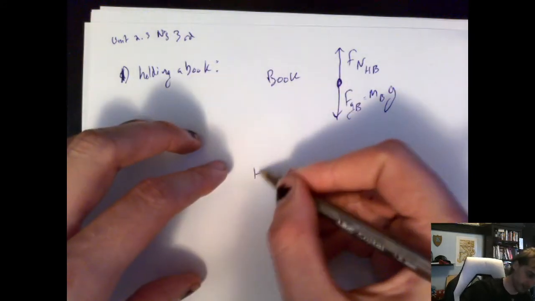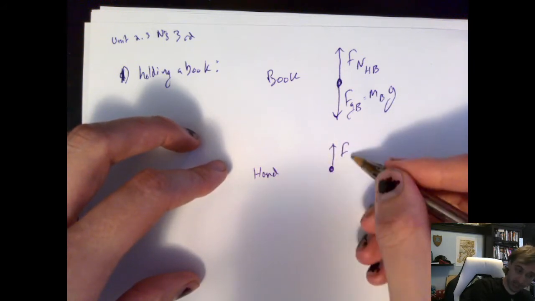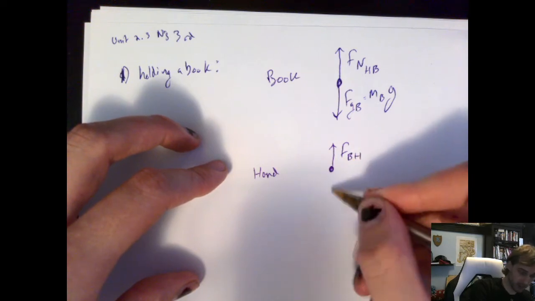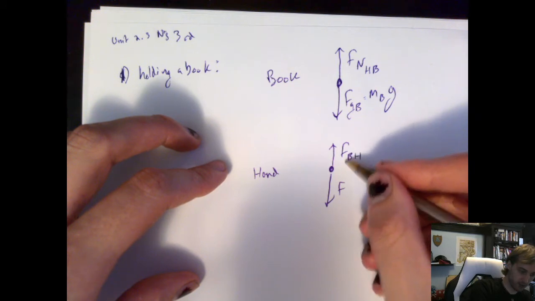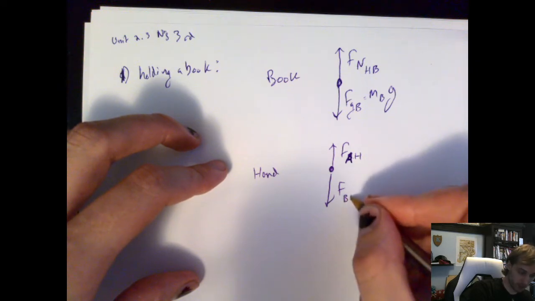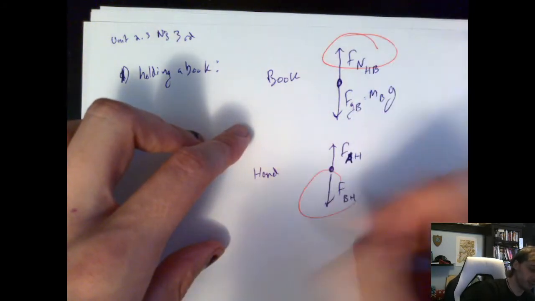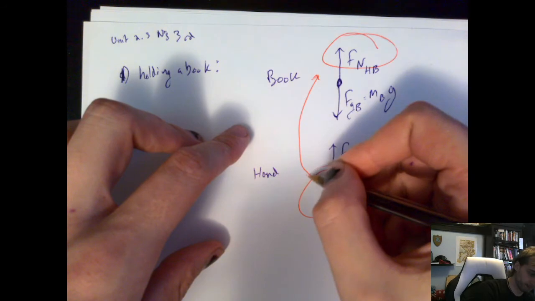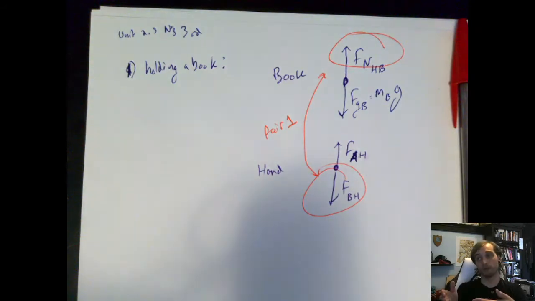However, if we're drawing the free body diagrams for the hand, my hand is getting pushed by my body up, so the force of my body on my hand goes up, and the force of, let's say arm instead. I just realized a problem with how I labeled things. The force of the book on my hand goes down. These two are an action-reaction pair. The force of my hand on the book will be the same as the force of my book on my hand. Always.